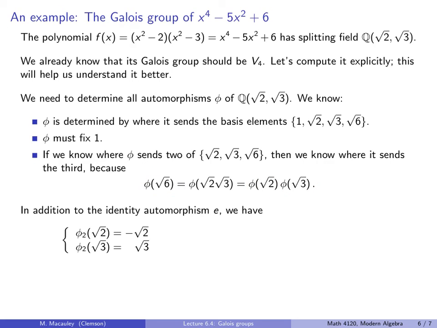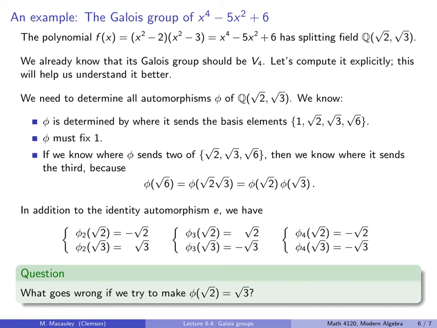Now, in addition to the identity automorphism, which we always have, we have the following non-trivial automorphisms. We have phi 2, which sends root 2 to negative root 2 and fixes root 3. We have phi 3, which fixes root 2 and sends root 3 to negative root 3. And then we have phi 4, which is just the product of these two automorphisms in either order. So it swaps the sign of root 2 and root 3.